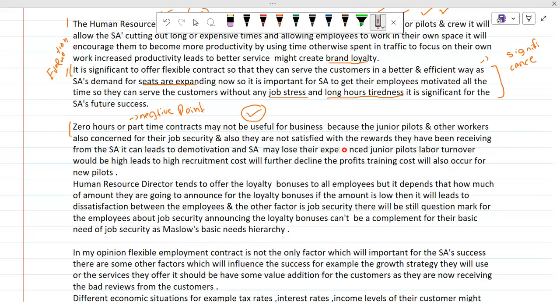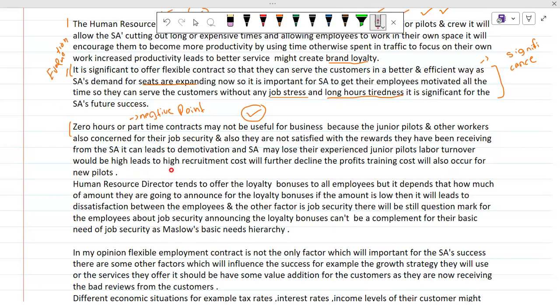If you don't read the different content points from your book, it means that you cannot write a very effective chain of analysis and also evaluation. This is very important: read the content points from the book. Can you hear me? Because you are not answering me. So okay, junior labor turnover would be high.